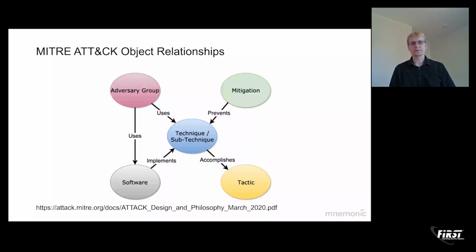MITRE ATT&CK has an object relationship model, which is shown here. So in the top left, you have an adversary group. This adversary group uses techniques and sub-techniques, and they also use software. And that software implements techniques and sub-techniques. ATT&CK contains mitigations that prevent techniques, and finally, techniques and sub-techniques accomplish tactics.